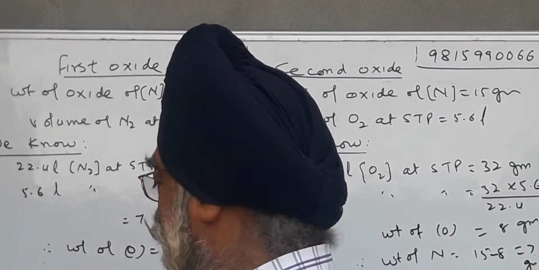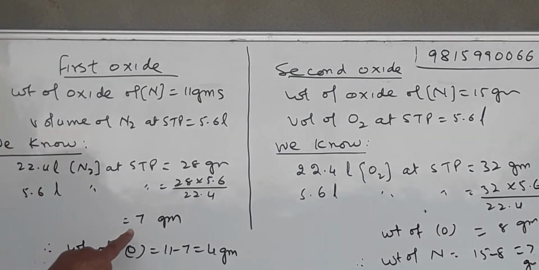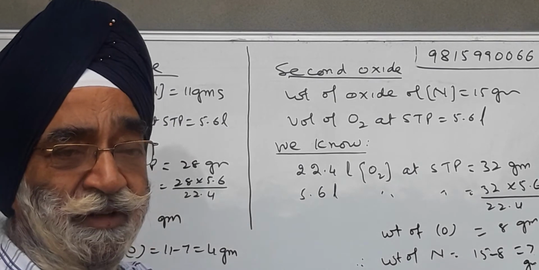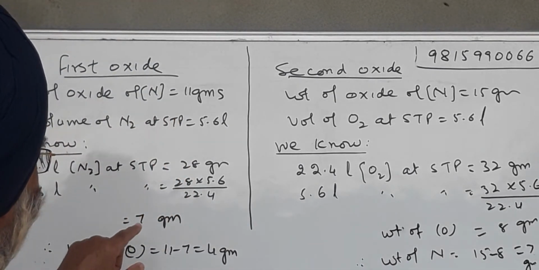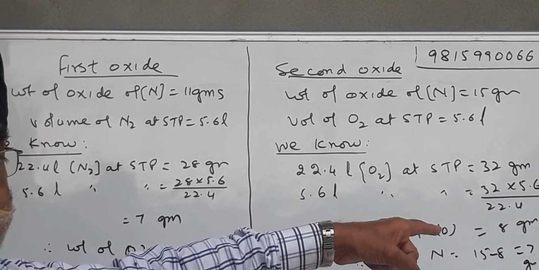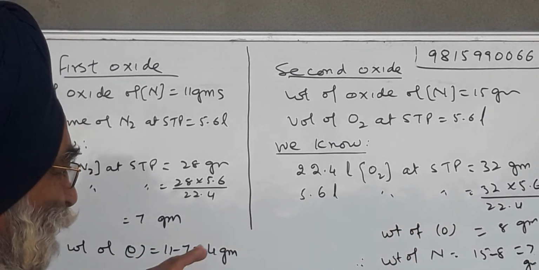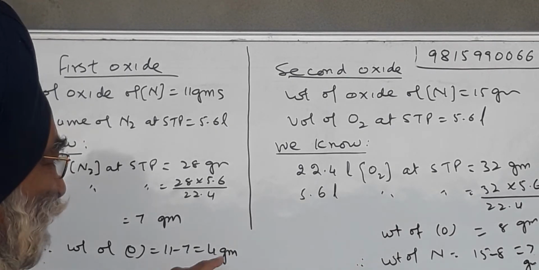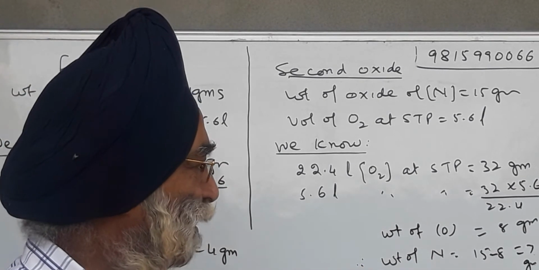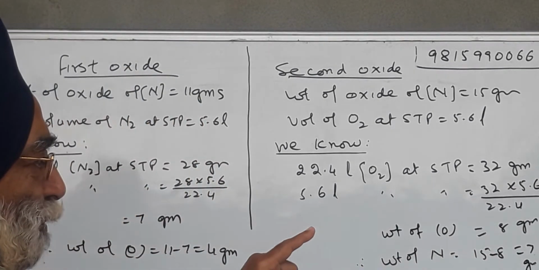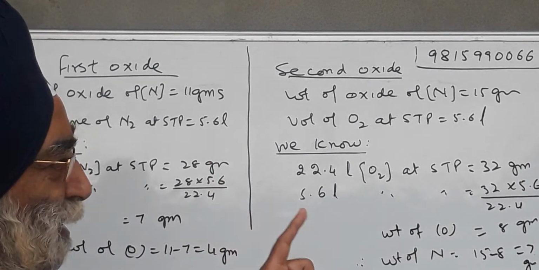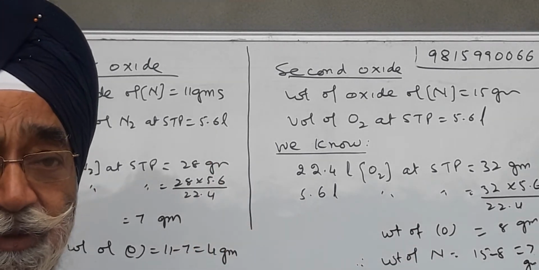What is common in these? Weight of nitrogen 7, weight of nitrogen 7. What is different? Weight of oxygen 4 grams, weight of oxygen 8 grams. Weights of oxygen 4 and 8, which combined with the same weight of nitrogen, are in the ratio 4 is to 8, or 1 is to 2. This is the law of multiple proportions.